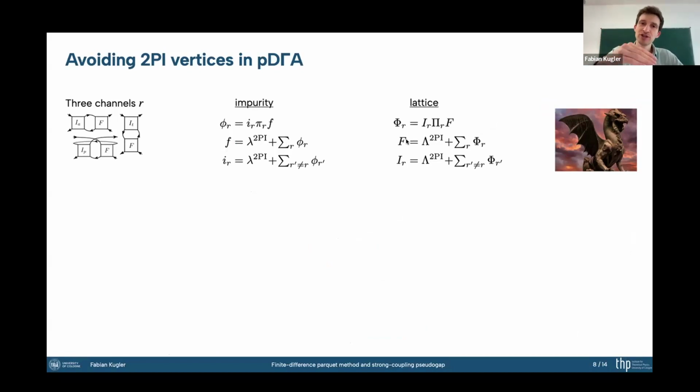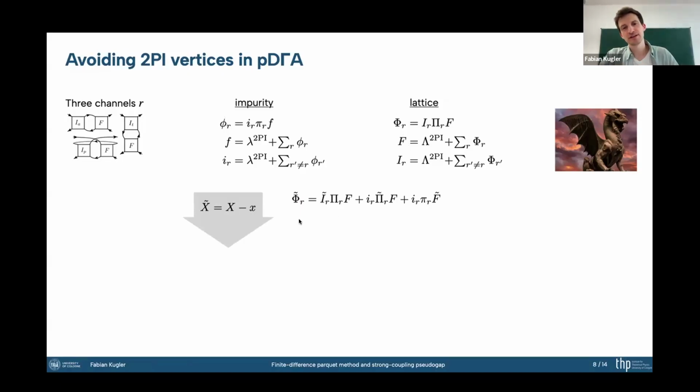So let's take inspiration from the previous slide and let's work with differences. We're computing the difference in the reducible vertices between lattice and impurity. And by using a sort of discrete analogon of the product rule, you can write this as 3 terms. But so far, this hasn't helped us much because the irreducible vertex still appears.